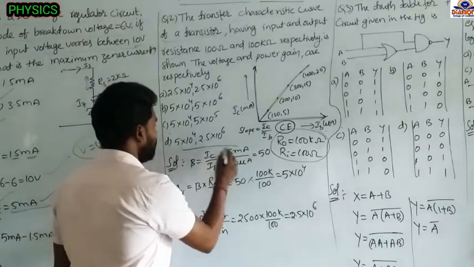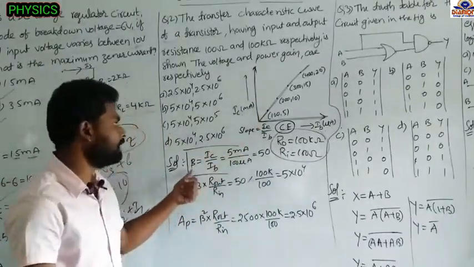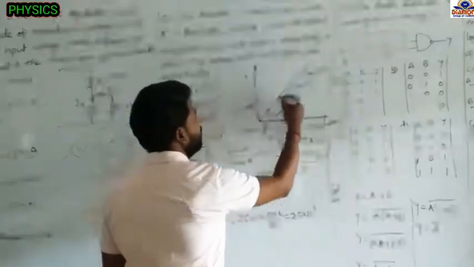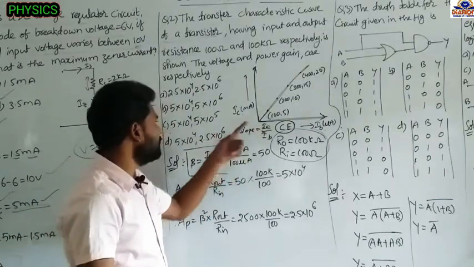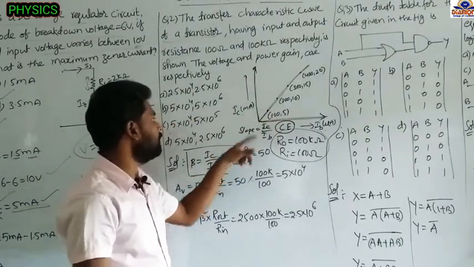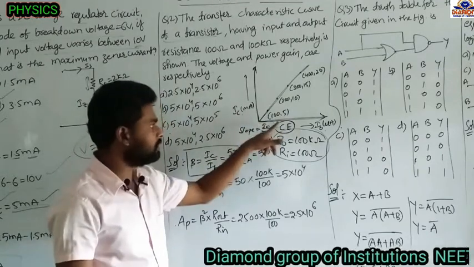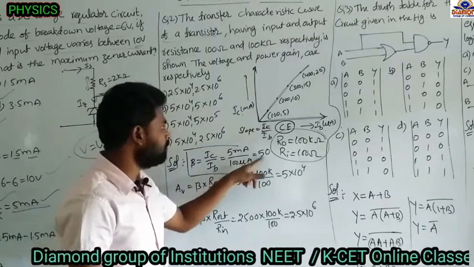So from that, the slope is nothing but the current gain, beta equal to IC by IB. Any point we take, we will get the same value. Suppose the IC value is 5 milliampere and IB is 100 microampere; the first value indicates IB and the second indicates IC, the x coordinate and y coordinate. So 5 milliamperes by 100 microamperes equals 50.